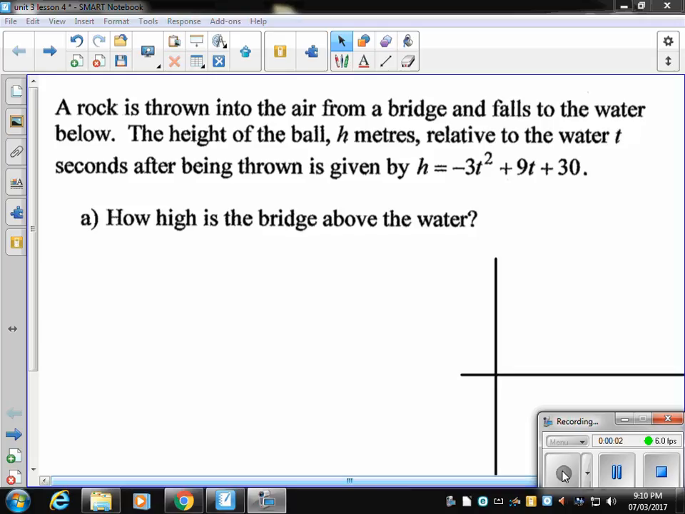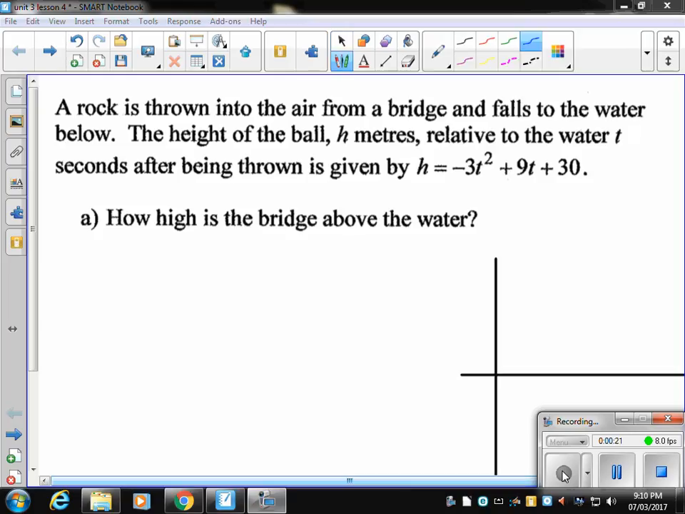Today we're going to solve some problems with parabolas. So we have a rock that's thrown into the air from a bridge and falls to the water below. The height of the ball, h meters relative to the water, t seconds after being thrown is given by h equals negative 3t squared plus 9t plus 30.